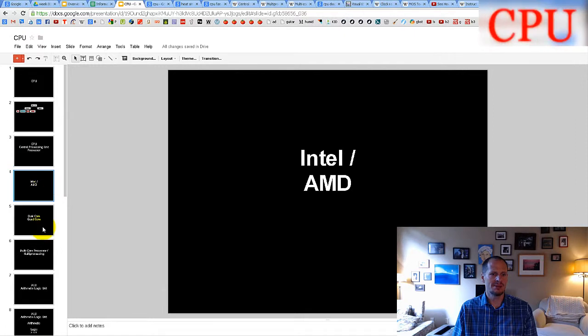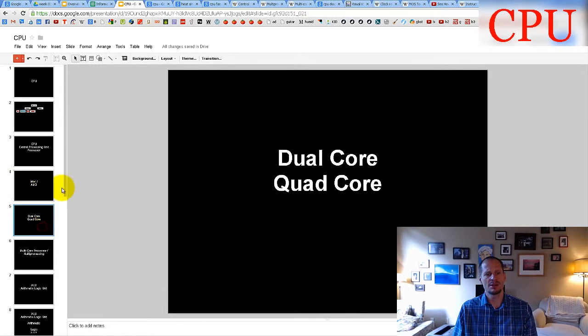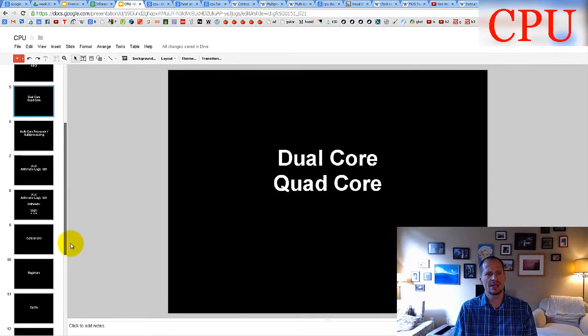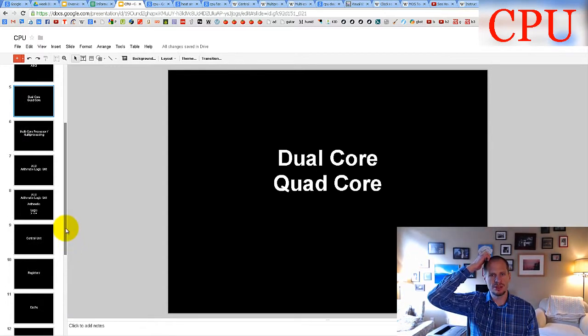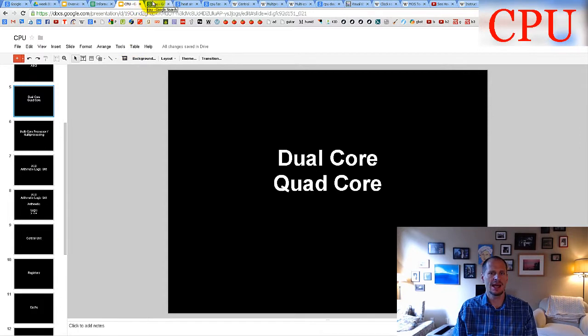We saw that Intel and AMD are the main manufacturers of CPUs. The next thing to know about CPUs, the next terminology you should learn about, is that sometimes you'll hear about multiple cores when talking about CPUs. You'll hear about dual core or quad core, and just what the heck does that mean? Well, originally a CPU only had one core, right? And the core is the main component inside the CPU that does the processing.